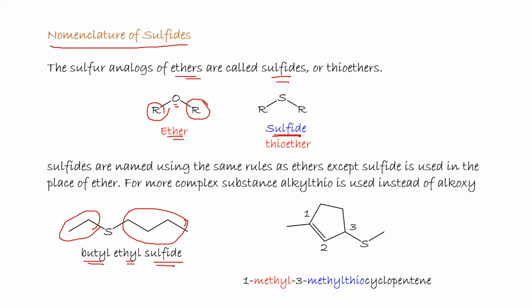In this case, this will be a side chain, so we'll call the side chain alkylthio. Here is 1, 2, 3, so that's cyclopentene. On carbon number 1 we have methyl. On carbon 3 we have methylthio, so 3-methylthio.